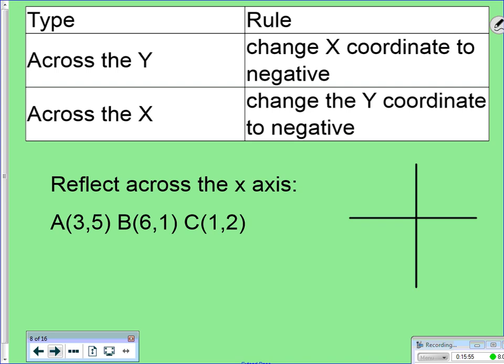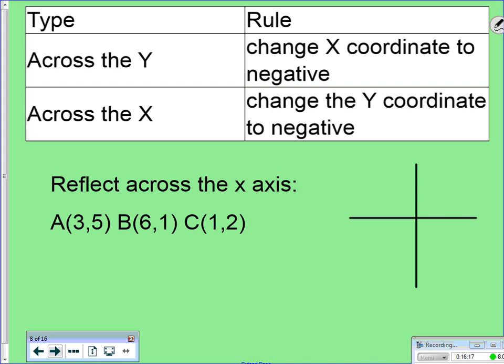So here's what people are going to get confused. If they think, oh, if it's across the y, I got to change the y. Okay, you got to change the opposite. So really, the only thing you got to look at is what you're going to flip over and then apply the rule. So here's my triangle.